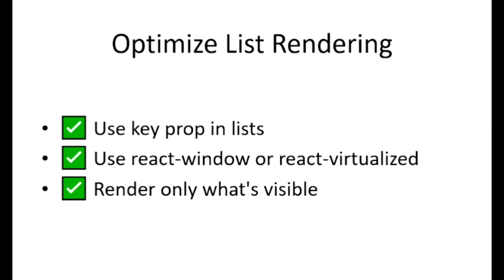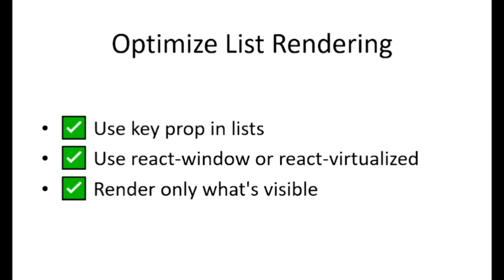If it is a simple ul and li, then we have to associate a key prop with every list item. And also, if the data is very huge and we have to show it in a tabular or listing format, then we need to use React Window or React Virtualized, and also render only what is visible. If you are getting unnecessary data from an API call and you are not using it, then there is no use of showing everything. Only show that which is required.